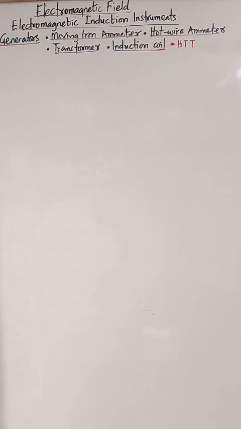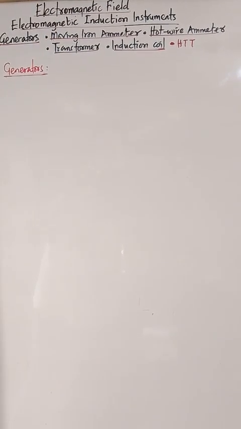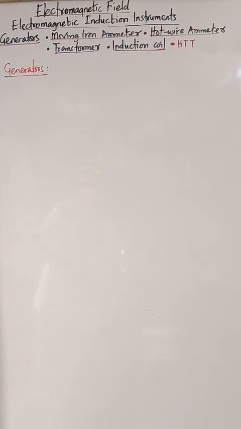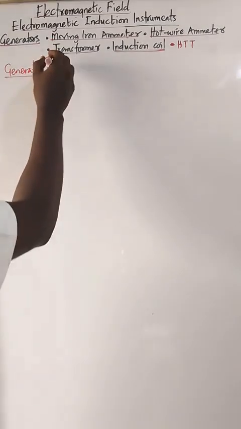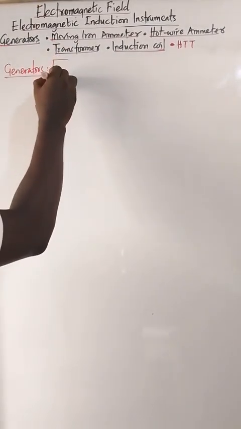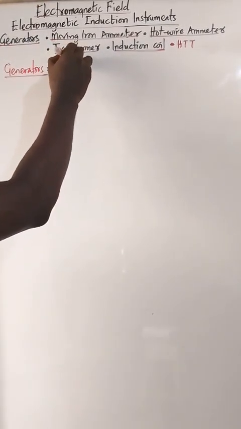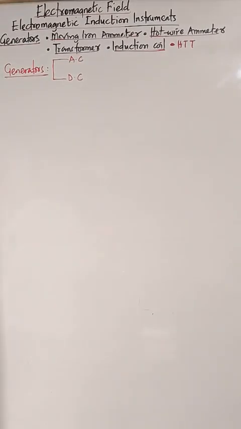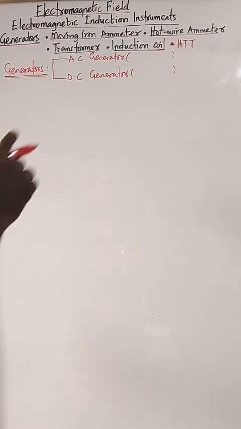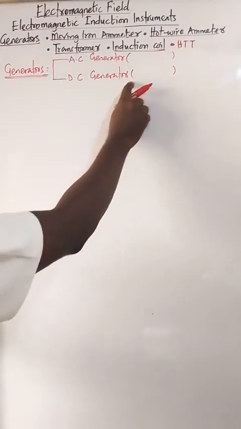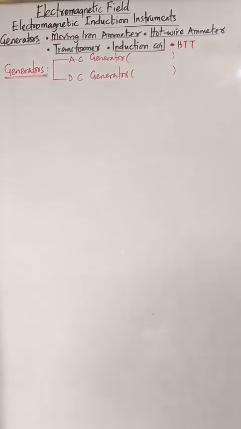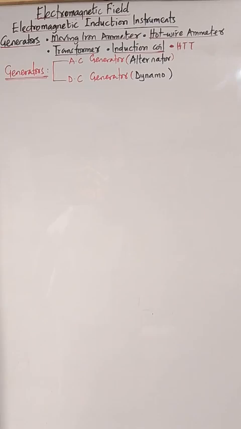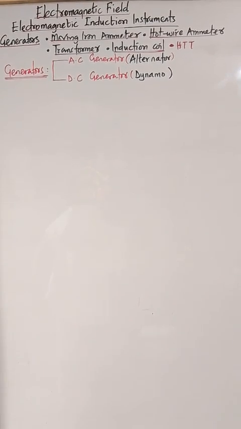So what are generators? Generators are electromagnetic induction instruments that convert mechanical energy to electrical energy, and they are also called dynamos. Generators can either produce AC or DC. We've done AC circuits and DC circuits. We can have an AC generator or we can have a DC generator. An AC generator is also called an alternator, while a DC generator in most cases is called a dynamo. Now, what is the key difference between them? Let's draw the diagram for the two.